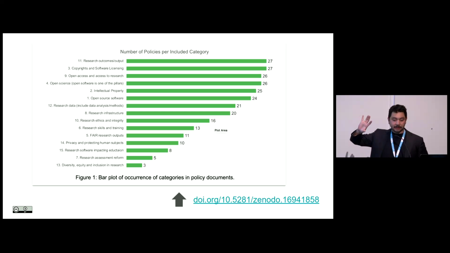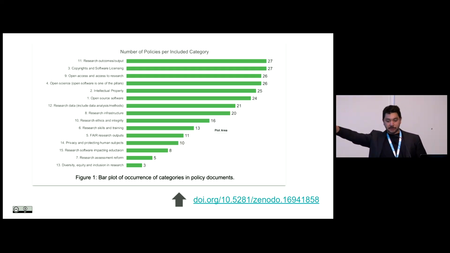So this graph, it's like the flip side of the top 5 that I showed you, where in the top 5 we have a list of institutes and how many times each of those categories are mentioned. This one is the flipped side, where that asks how many institutions cover one of those categories, right? So out of the 38, 27 institutions cover or mention research software as research outcome, but also 27 of those policies have a clause or an amendment on copyrights and software licensing, and so on, right?